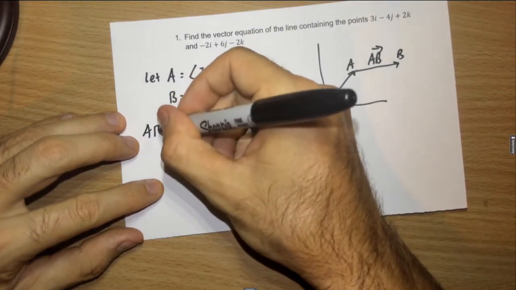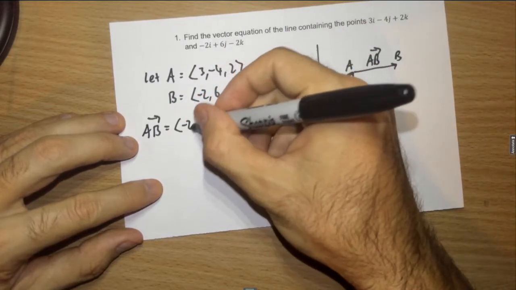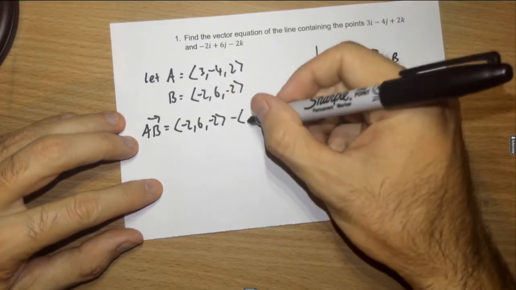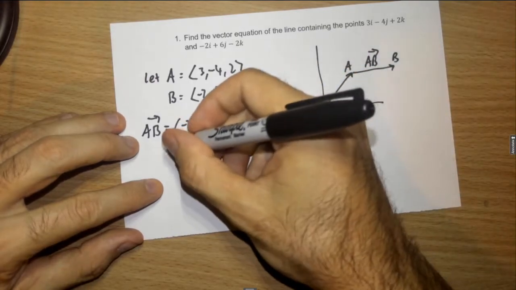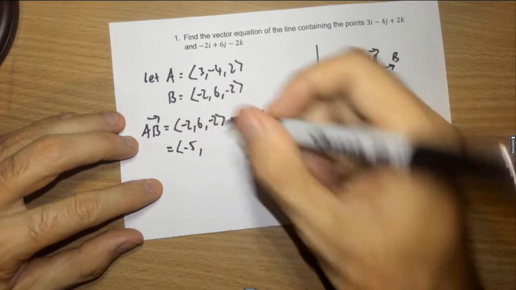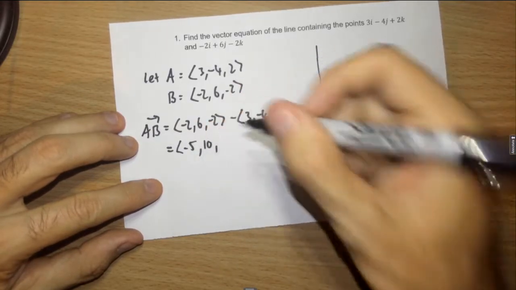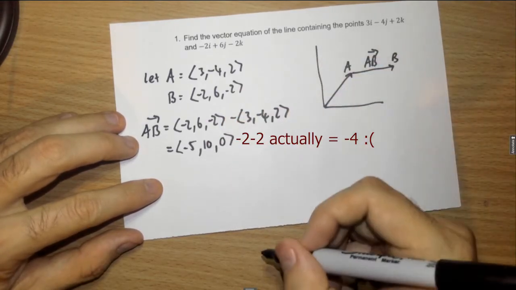So the vector AB is vector B, so minus 2, 6, minus 2, take away the first vector, which is 3, minus 4, and 2. So minus 2 minus 3 is minus 5. 6 take away minus 4 is 6 plus 4 is 10. Minus 2 minus 2 gives us 0.